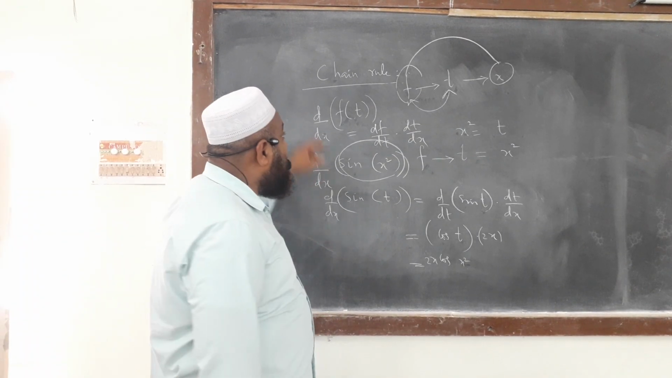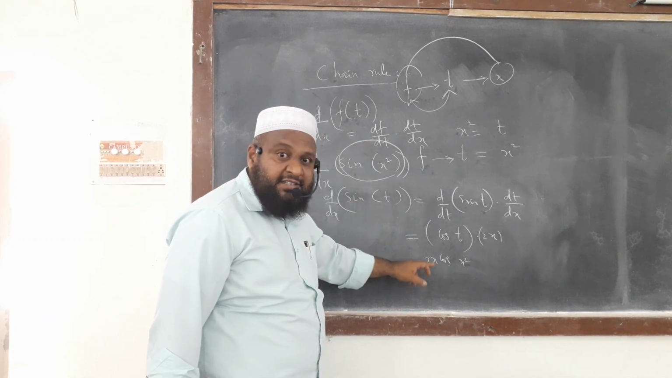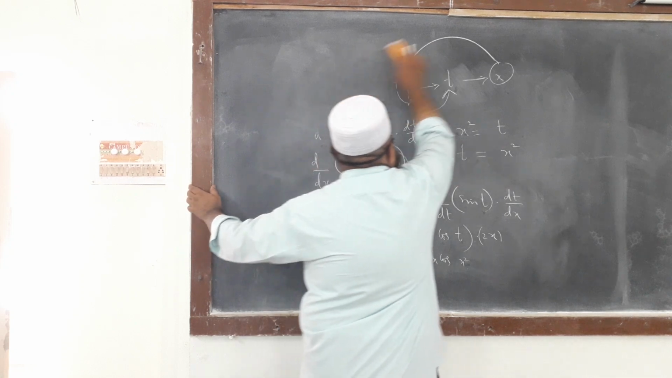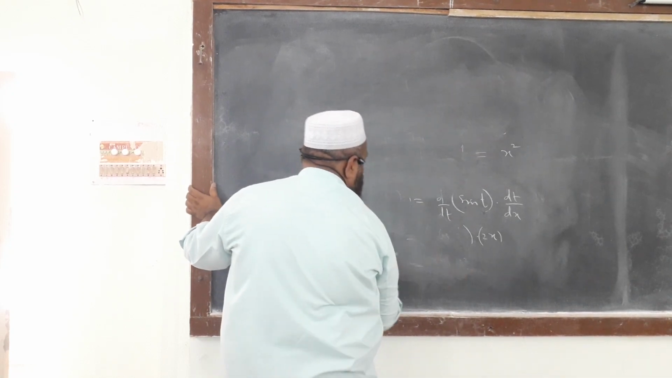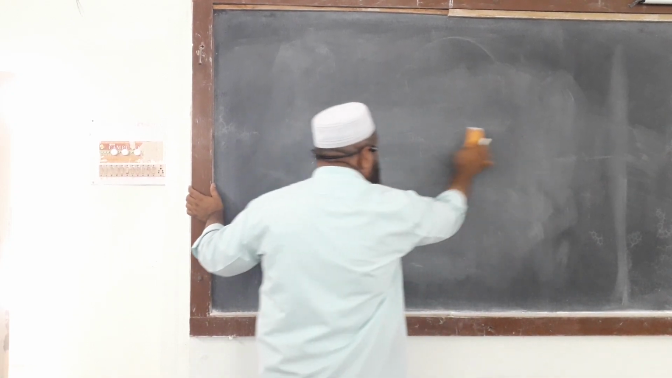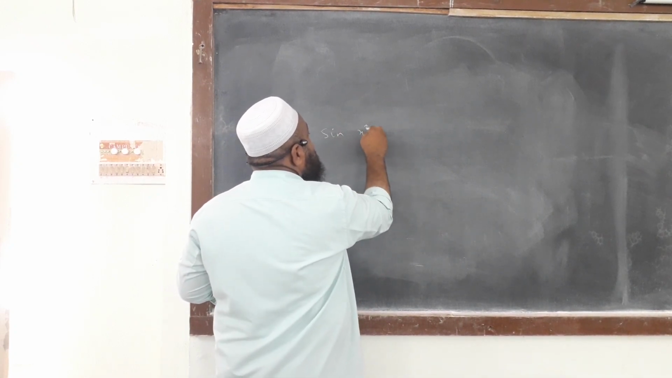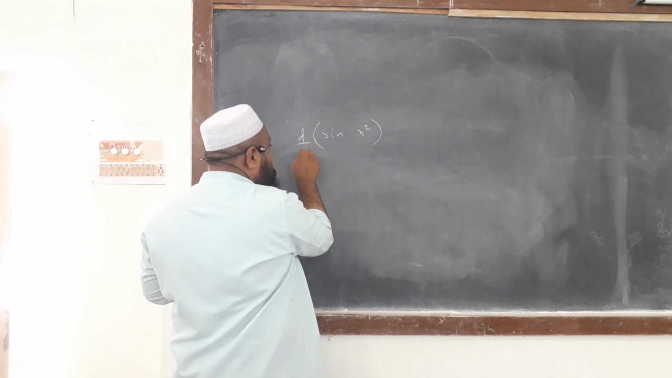Now we need not go for all these detailed steps. There is only one line answer for this one. Let us do it that way. But these are the background points which I told you. Now I have sine of x square. I want the derivative with respect to x.